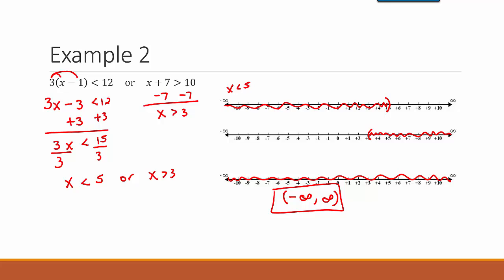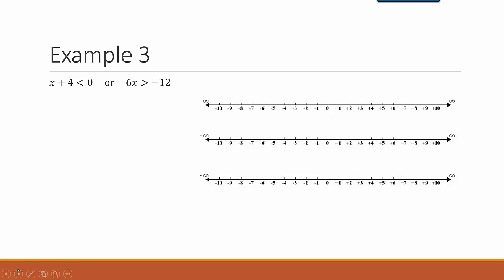All right, let's look at this one. We have x plus 4 is less than 0 or 6x is greater than negative 12. All right, so in the first one, we would subtract 4 from each side. Makes x is less than negative 4. Second one, we would divide both sides by 6. That makes x is greater than negative 2.